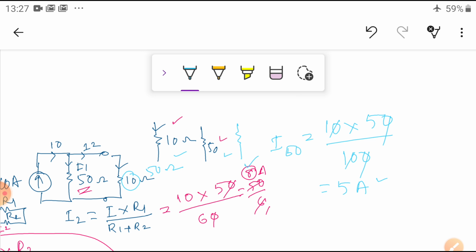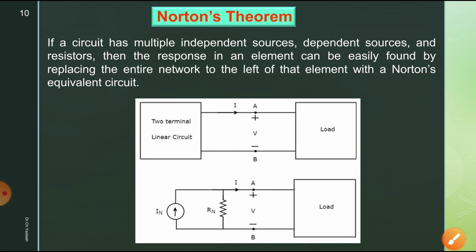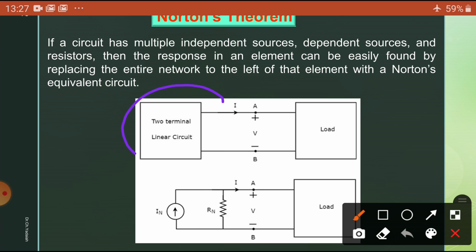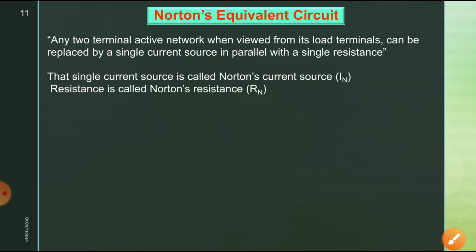Let us see our theorem first of all, the basics. What you have seen here, whatever this complex circuit is, is represented with this one: only a current source and a resistor in parallel. Now let us see how to find the Norton's current and Norton's resistance.